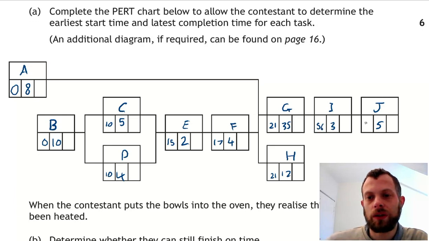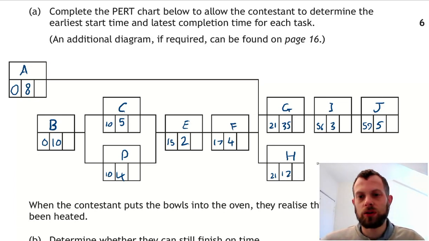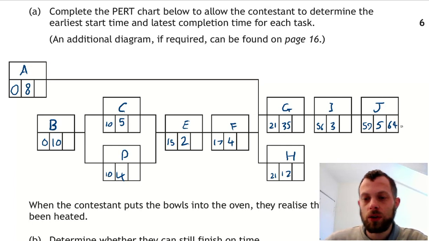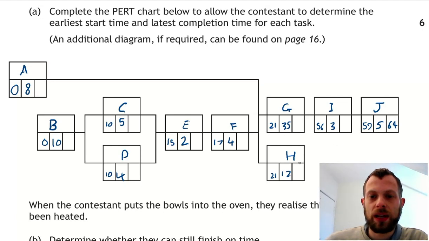56 plus 3 is 59. Now we need to be careful about these last two boxes because they must have the same number in both. 59 plus 5 is 64 and 21 plus 12 is 33. We take the later number, so 64. The entire activity cannot finish until 64 minutes. This also has to be 64.